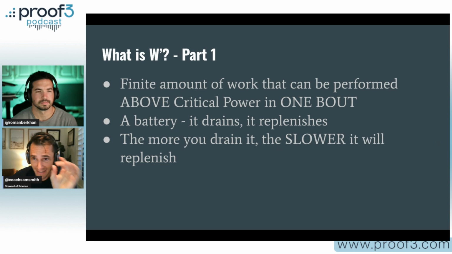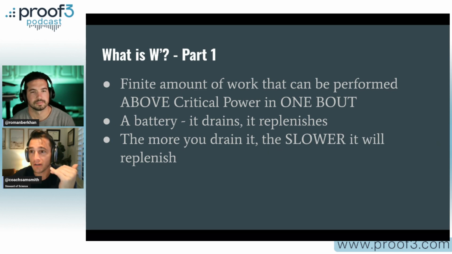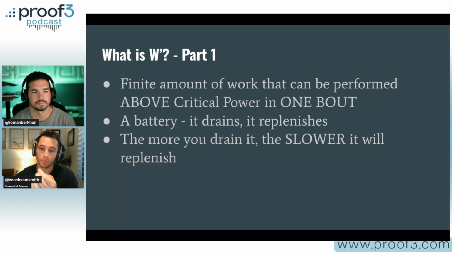So it's a finite amount of work that can be performed above critical power in one bout. That's super important. For example, let's say you're rowing. Let's say your critical power is 2 minutes per 500. So at 2 minutes, you're good. You're maintaining a stable metabolic rate. You drop to 155. Now you're in the severe intensity domain. You're starting to drain W prime, the battery.